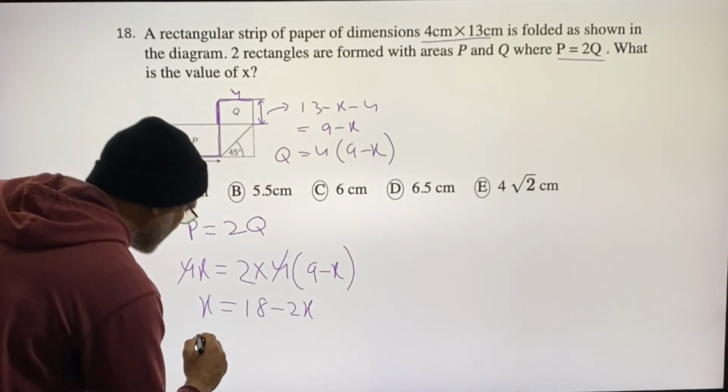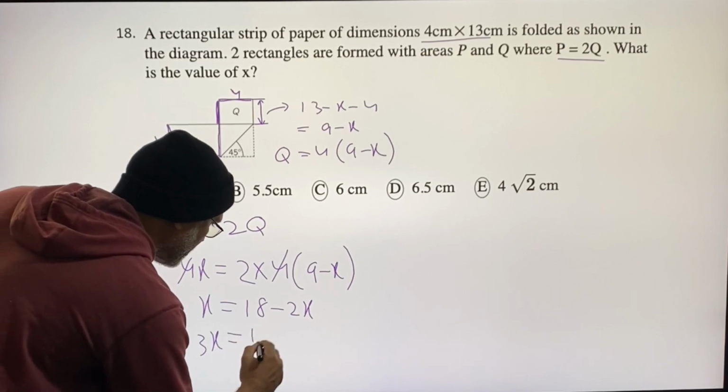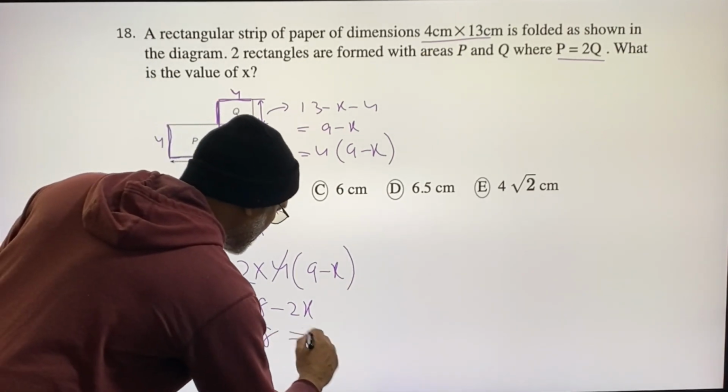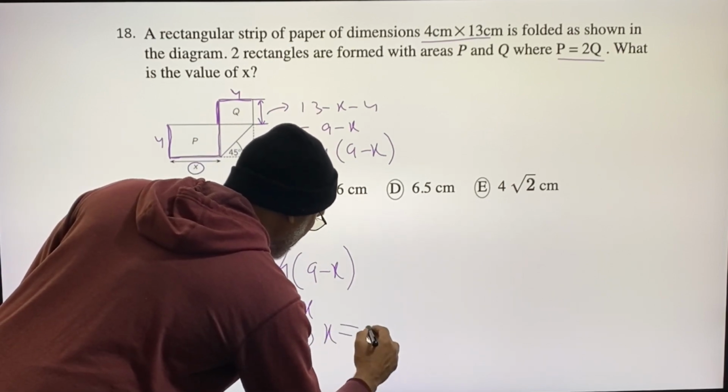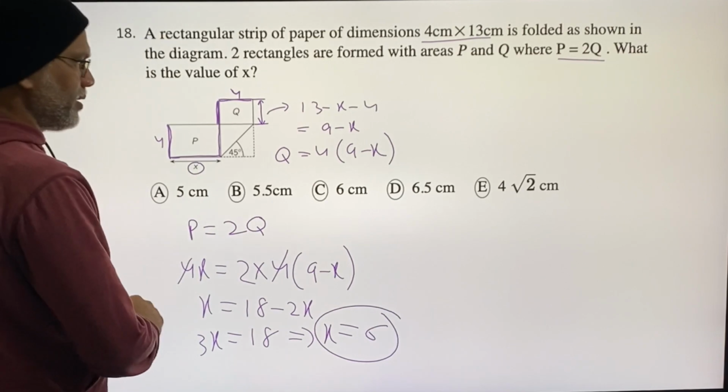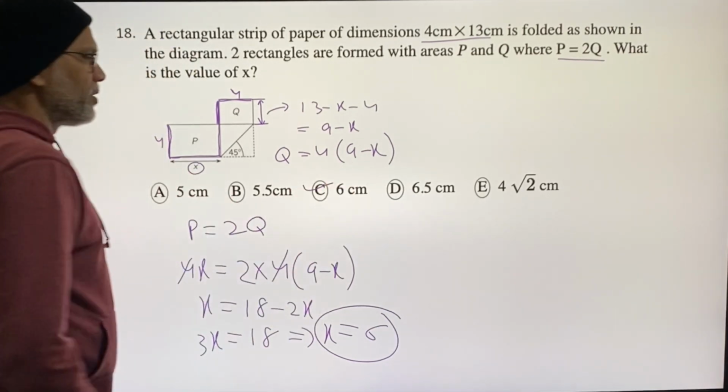So 2X plus X is going to be 3X, which is equal to 18. Divide both sides by 3. This gives me X is equal to 18 by 3, which is 6, right? Then C is the correct choice.